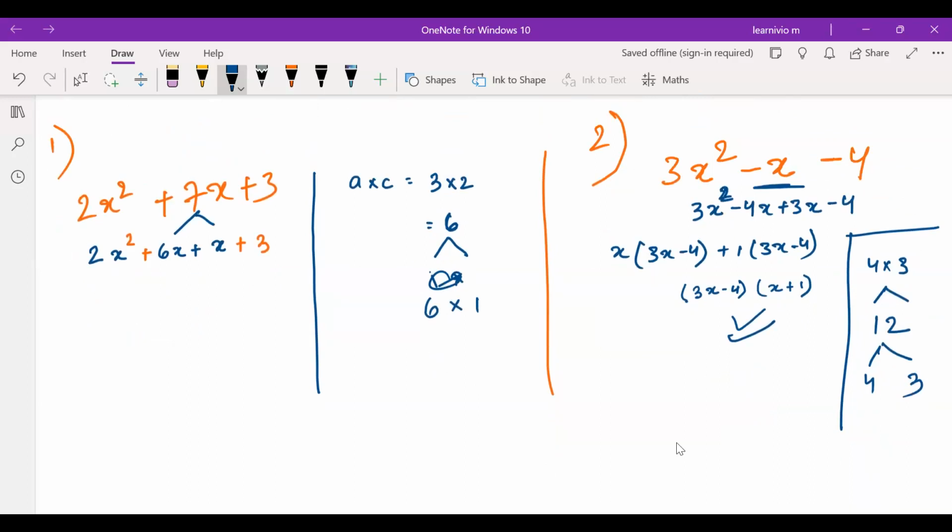If these two are done, please do the third one. That is x square minus 5x plus 6. Yes, Madiha, you also.